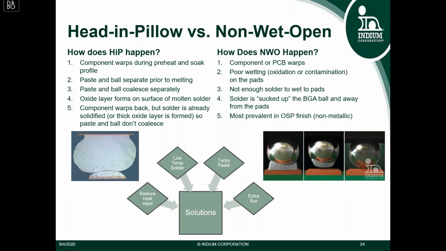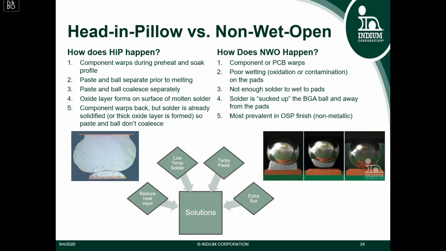What happens is that when a component or board warps, the solder paste deposit and the BGA ball separate during the reflow step before they melt. Then, when the BGA ball and the solder paste start to melt, they coalesce separately and an oxide layer forms on the surface of each. When the assembly cools down, the component warps back to flat, or the board warps back to flat. And at that point, it's already too late for the solder paste deposit and the BGA ball to coalesce homogeneously.